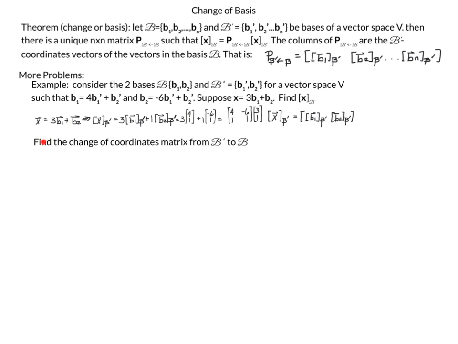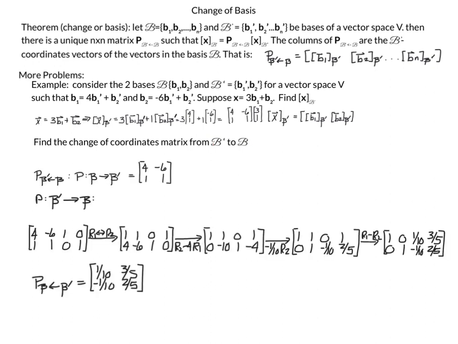Our new problem now is to find the change of coordinates matrix from B prime to B. What we found in the previous example is that we were given B, so we were going from B to B prime. B to B prime was equal to our 4, 1, -6, 1. Now we're asked to find the matrix from B prime to B. So that's going to be the inverse of 4, 1, negative 6, 1.